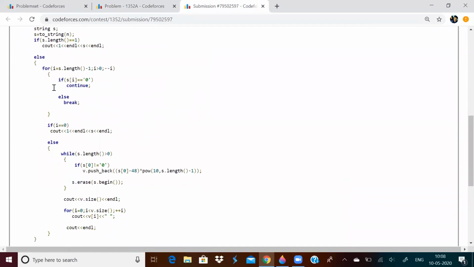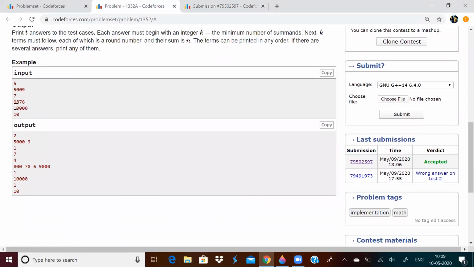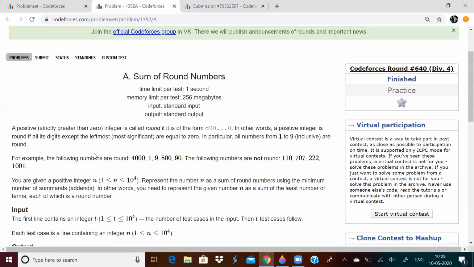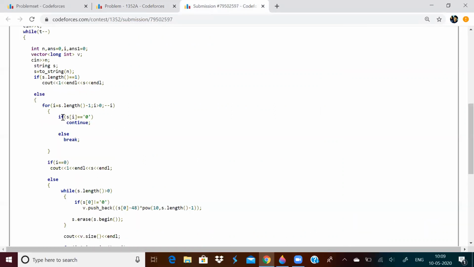Otherwise, what am I going to do? I'm going to run a for loop from the last digit in the string, and I'm going to check whether the number is a round number or not. That is, I'm going to check in this for loop whether my given number is already a round number. Why am I doing that? We can look at this example. 10,000 is already a round number. How will I know? They have told that a positive integer is round if all digits except the leftmost are equal to 0. That is what I am checking here.